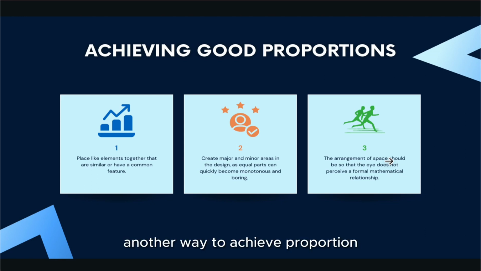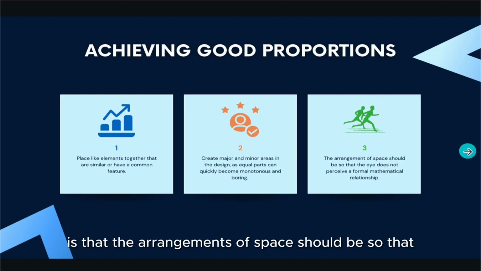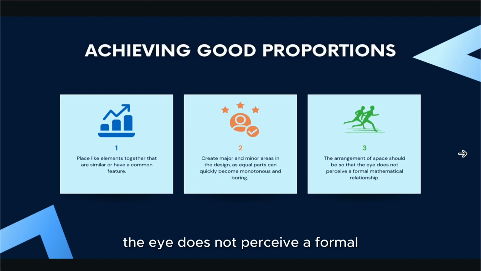Another way to achieve proportion is that the arrangement of space should be so that the eye does not perceive a formal mathematical relationship. For example, it is best to avoid dividing the composition into halves, quarters, and thirds, because a subtle relationship creates a more dynamic design. If all you are doing is to divide your text sizes by 2, divide by 4, divide by equal halves or quarters and thirds, then your design would look so mathematical.